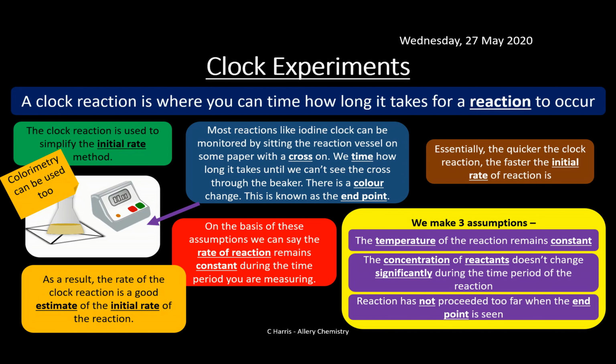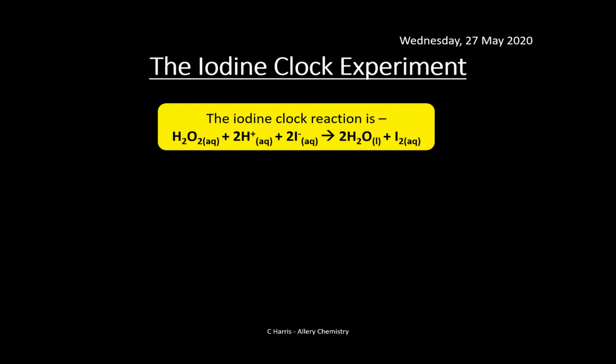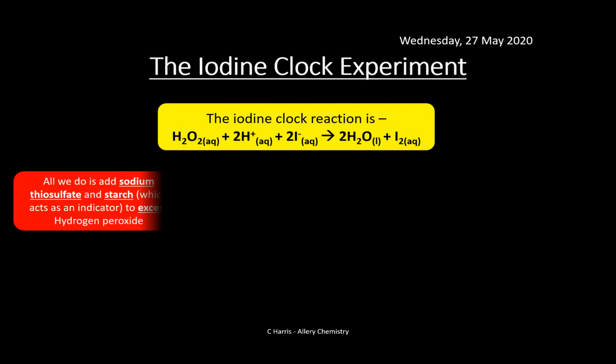This clock experiment is called an iodine clock experiment, and it has this reaction. We have hydrogen peroxide in acidic solution reacting with iodide ions, and it forms water and iodine. So this is the overall clock reaction. You can see this side is colourless and this side is coloured, so we're looking for this colour change. You can see how it's quite a good experiment in terms of a clock reaction.